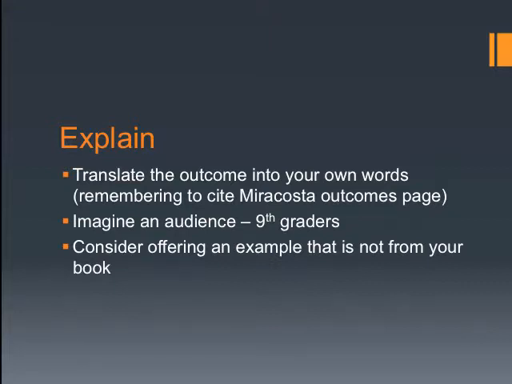So the first E in EAE refers to explain. And what each paragraph should do after it presents the link between the evidence from the text and the outcome in the topic sentence, each paragraph should explain the outcome from Miracosta's outcome page before it moves into talking about the specific example from the text. So by explain, I mean you're going to translate the outcome into your own words, remembering to cite Miracosta's page.